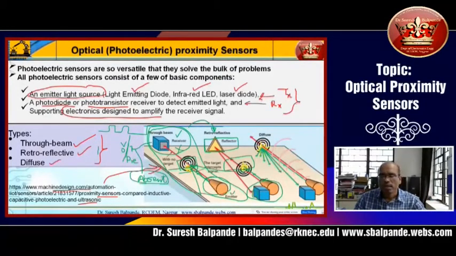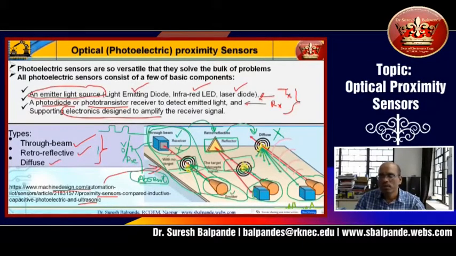Third category is the diffuse type. In diffuse type, again the same story, that is transmitter and receiver are clubbed, but in this case there is no reflector placed. So this is another modified version of the proximity sensor. Whenever you put some object here, then this light beam is reflected back. Of course it will scatter, but some amount of light will always fall on the receiver part.